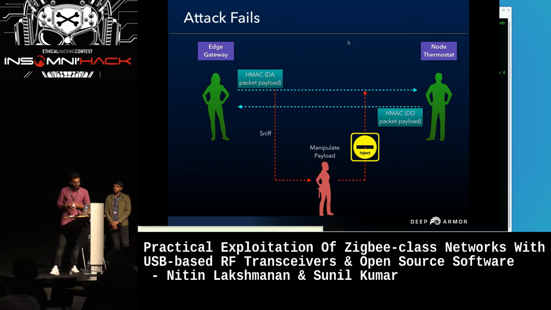An attacker can still sniff the packet, but whenever he modifies it, he can't get the correct HMAC in the packet, because he will not have the secure key that has been exchanged between the gateway and the node.